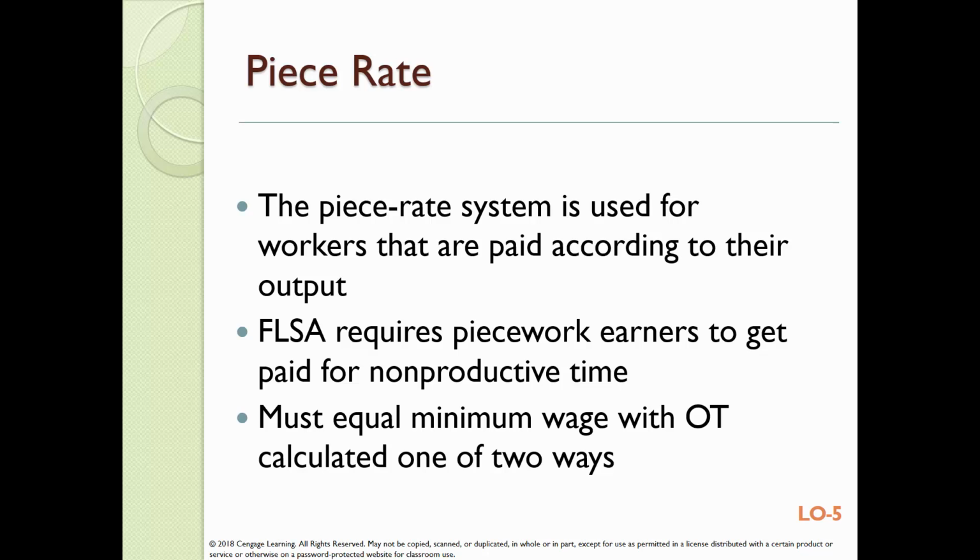So if I powder coat lawn furniture, there's non-productive time where I'm calibrating my machine or cleaning my machine or whatever, I still have to be paid for that time, obviously, even though I'm actually not powder coating lawn furniture at that point in time. And I've got to pay minimum wage with overtime. Now, with piece rate, there's two different ways to do it. I'm going to walk through the methodology here, but it's easier to illustrate when we actually do the numbers, so bear with me.